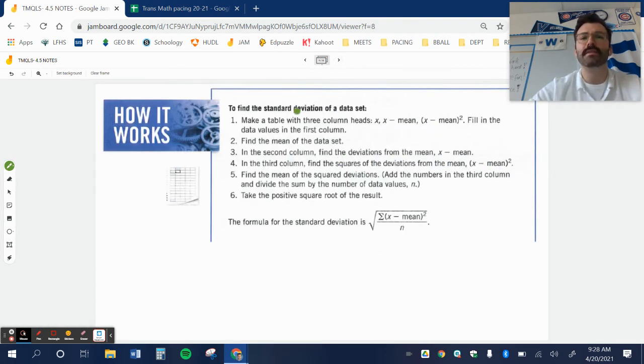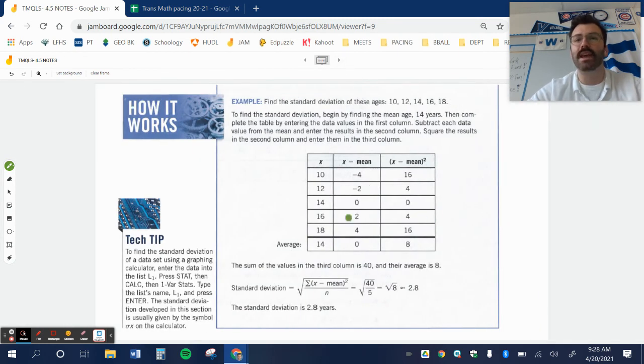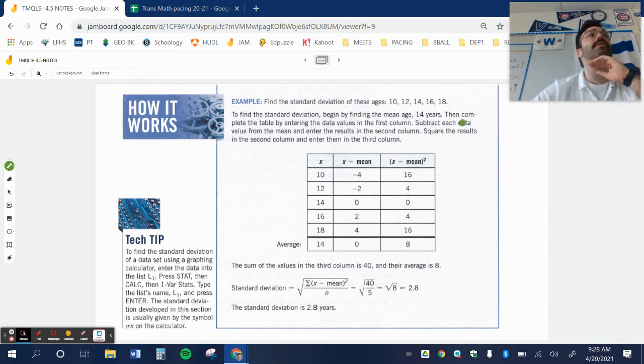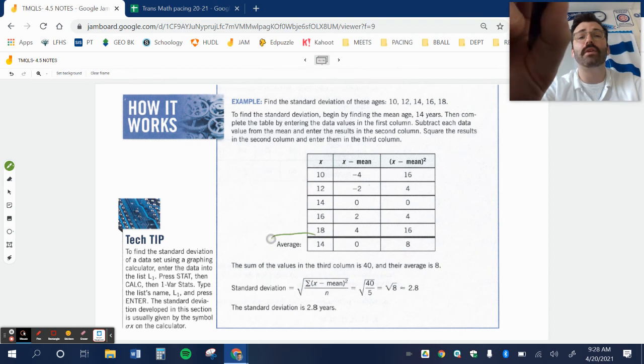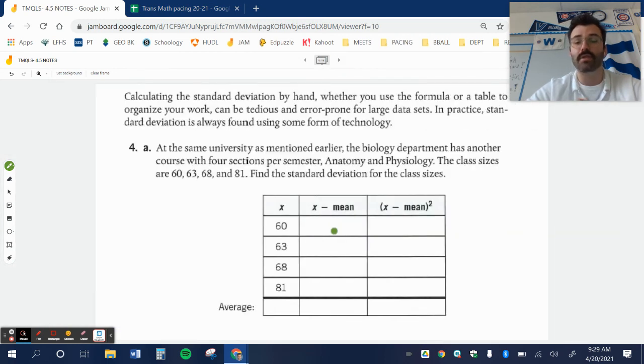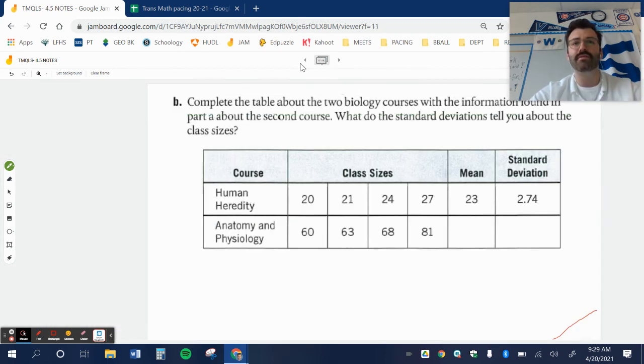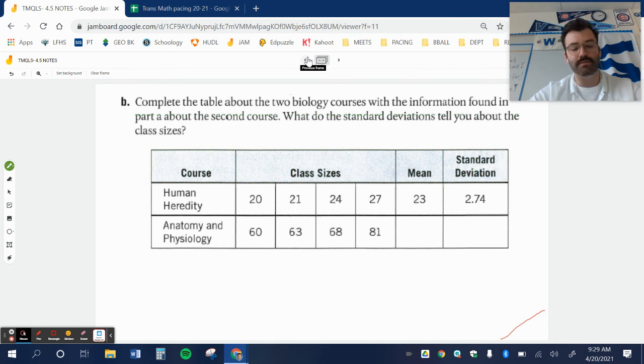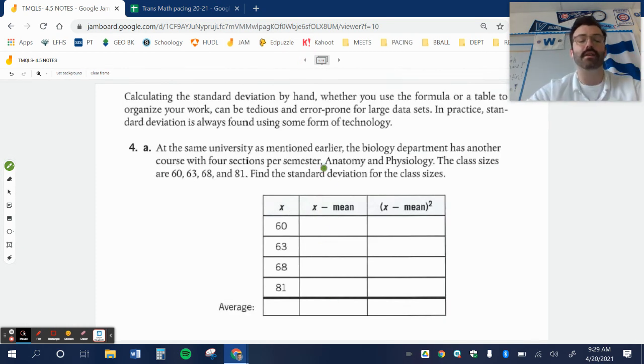So how it works, this gives you a step-by-step process. This table is what I'd like to use. This is how I want to calculate it. Why do I want to do it this way? Because in this last row, you'll see that you find the average, and all you need to do to get your standard deviation is take the square root of this column, of this 8 here, and that gives us our standard deviation. So let's try that. We'll stop at part A.